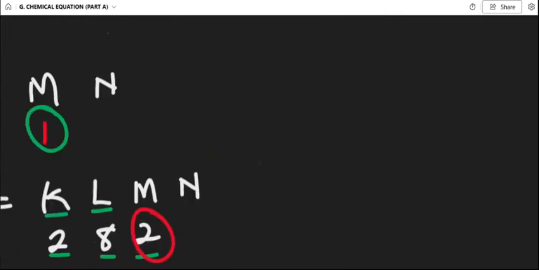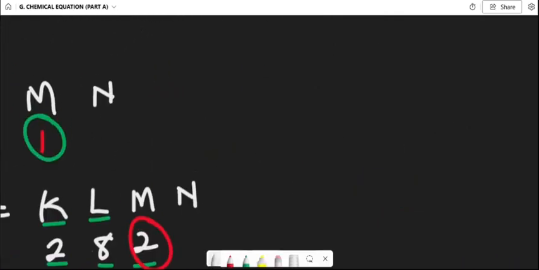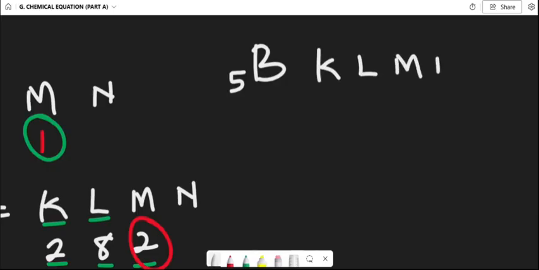And let's consider one more. Let's consider boron, for instance. Boron is symbolized as B. Then the atomic number is 5. When you arrange this on the K, L, M, N shells, the K shell accommodates 2, the L shell accommodates 3. Because the maximum number of electrons on the K shell is 2, the L shell is left with 3. So that means the valency of boron is 3.